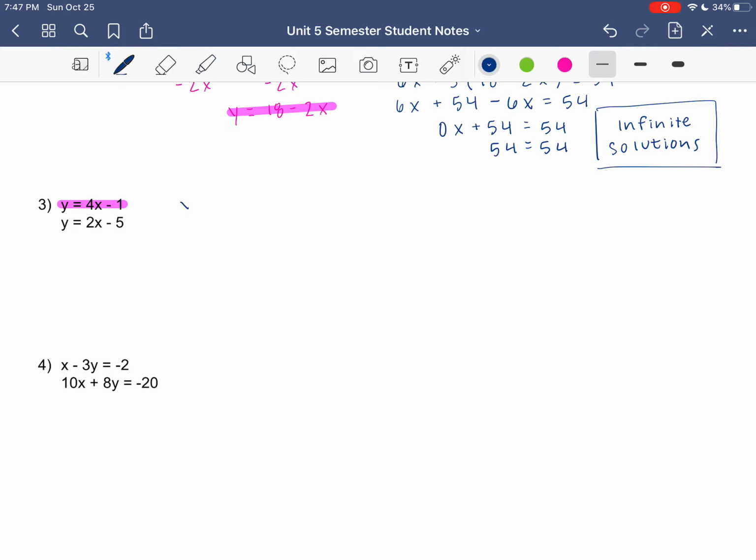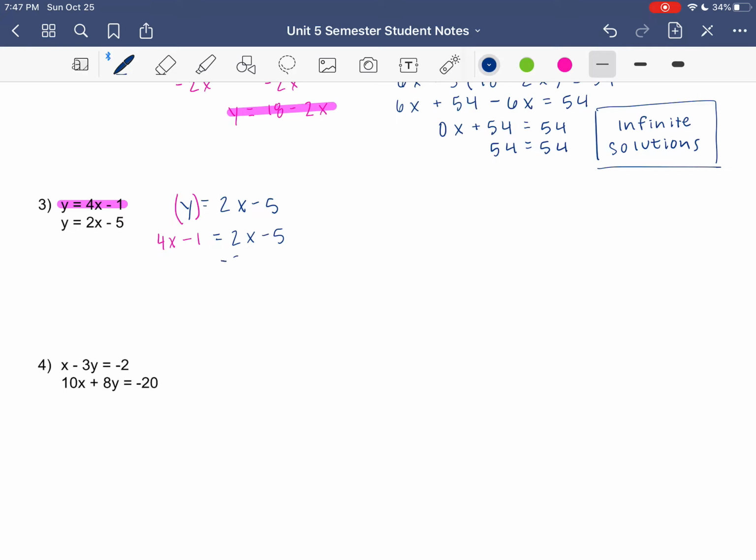And then I'm going to, in my other equation, y equals 2x minus 5, I need to replace just the y with what it's equal to in my highlighted equation, which was 4x minus 1. So when you have both variables solved like that, we're basically just setting them equal to each other, because we know if y equals 4x minus 1 and y equals 2x minus 5, then those two things also have to be equal. So to solve this one, I need to get my x's on the same side.